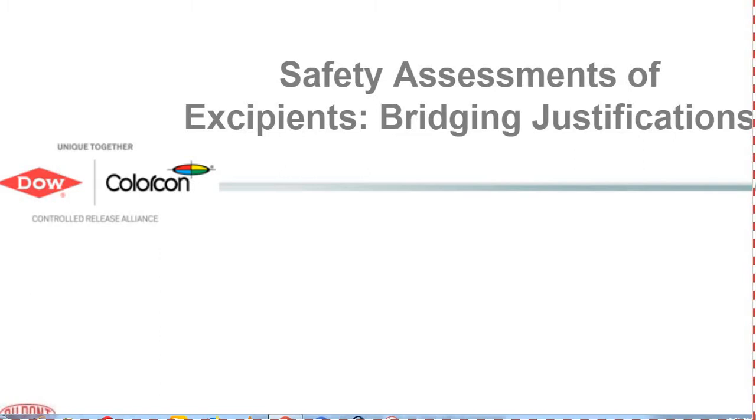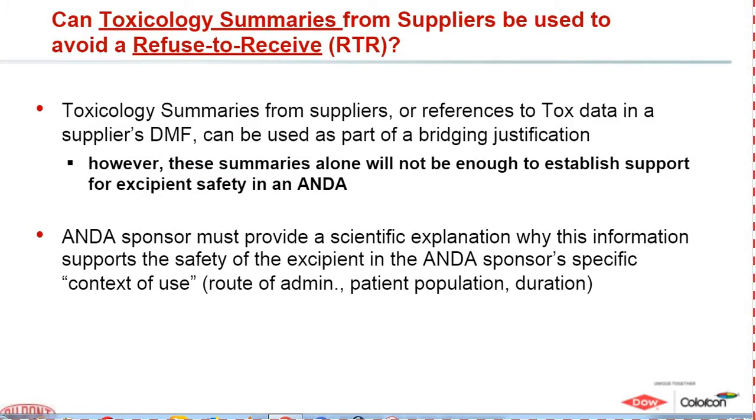Thanks, Priscilla. Okay, one of the questions that comes up a lot is, can toxicology summaries from suppliers be used to avoid getting refused to receive letters? And certainly toxicology summaries from suppliers are an important place where good information can come from. But you can also use references to tox data that is in their drug master file or possibly in the literature. And all of this can be used to build your bridging justification.